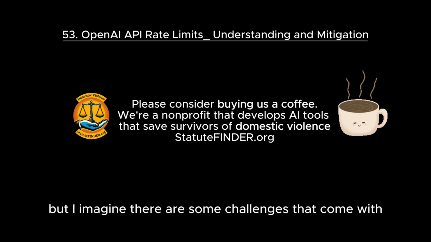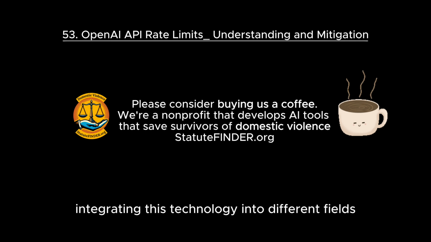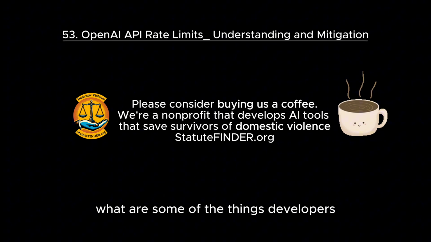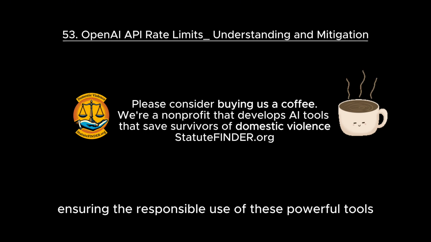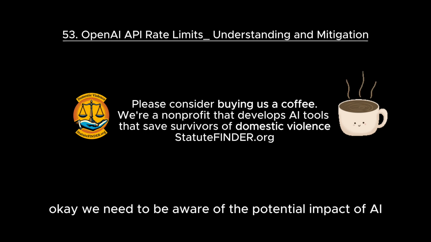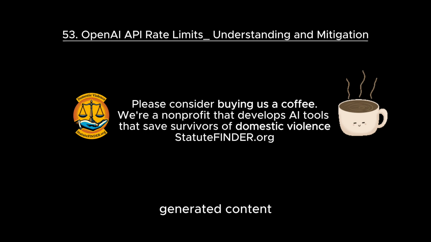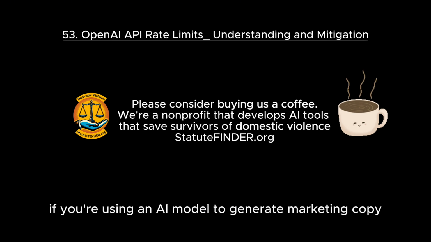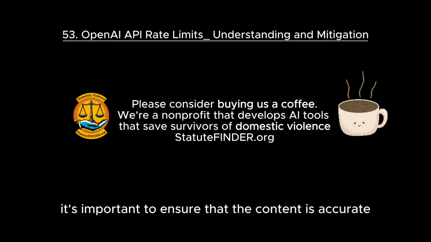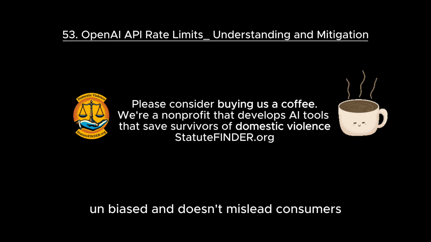But I imagine there are some challenges that come with integrating this technology into different fields. What are some of the things developers and users need to be mindful of as they explore these applications? I think one key consideration is ensuring the responsible use of these powerful tools. We need to be aware of the potential impact of AI-generated content and make sure it's used ethically and transparently. For example, if you're using an AI model to generate marketing copy, it's important to ensure that the content is accurate, unbiased, and doesn't mislead consumers.